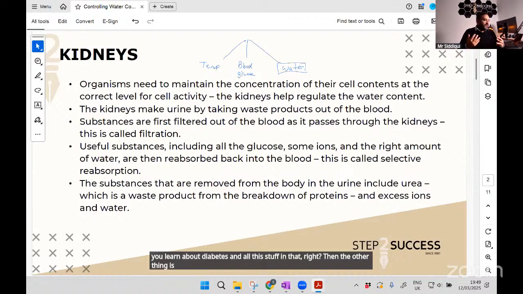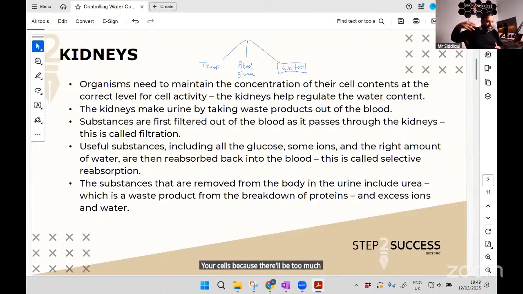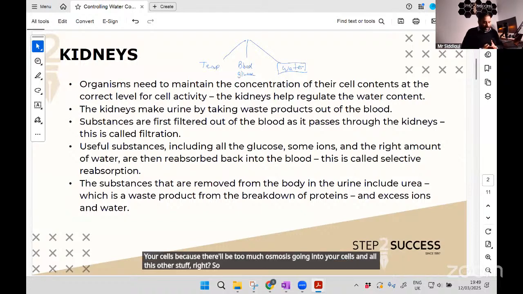The amount of water in your body also needs to not get too high or too low. If it's too low, then obviously you can be dehydrated and so on. If it's too high, it can affect your cells because there'll be too much osmosis going into your cells and all this other stuff, right? So we just need to keep it the same as much as possible. And what controls the water level in your blood is mainly the kidneys. That's what they are doing.